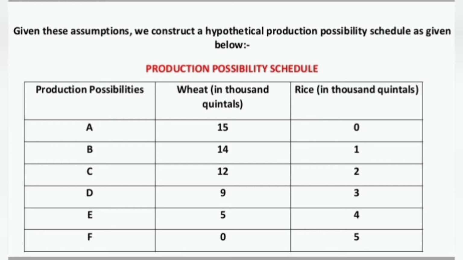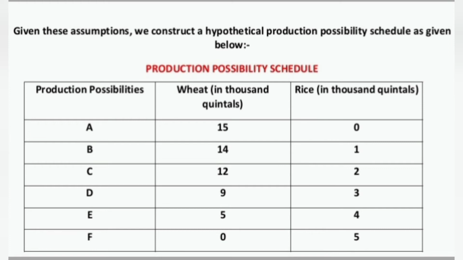Here you can see a table, production possibility table or schedule. How many combinations are given here? A, B, C, D, E, F. And in these combinations, you can see different possibilities of producing two goods. Which are the two goods given? Wheat and rice. Production possibility curve is based on this assumption. That is, only two goods are produced in different proportions in the economy.